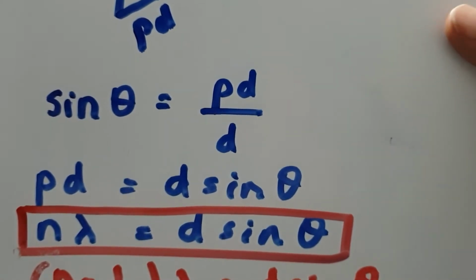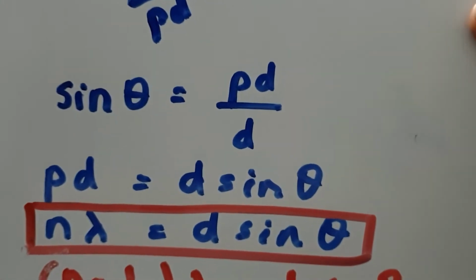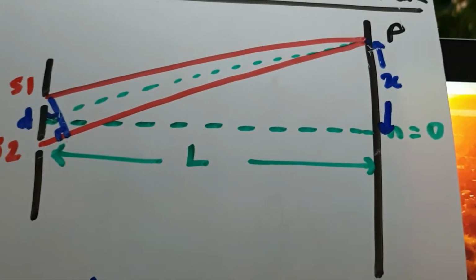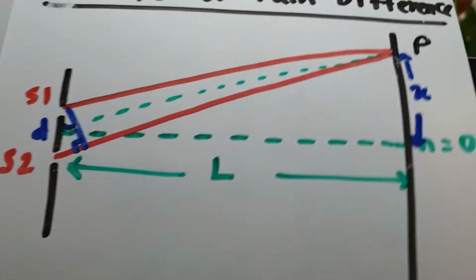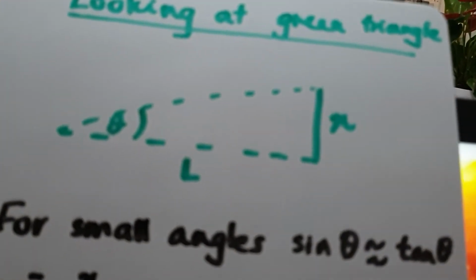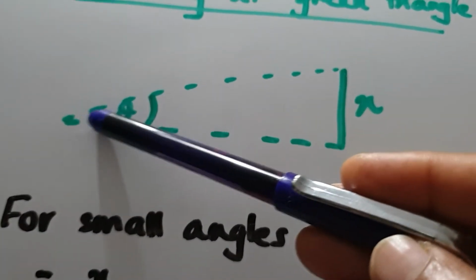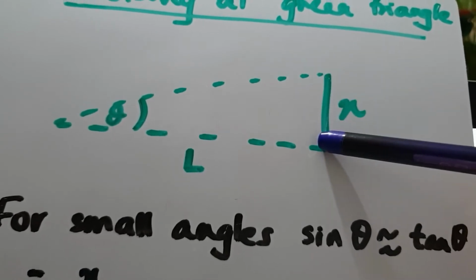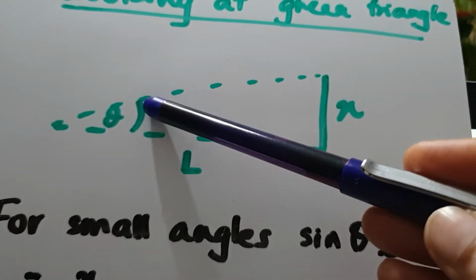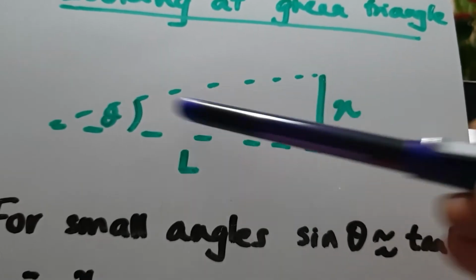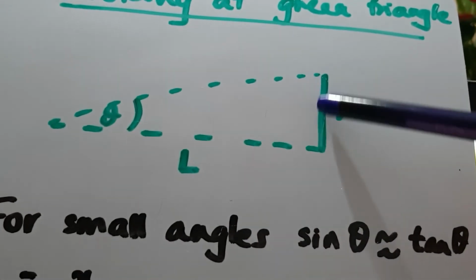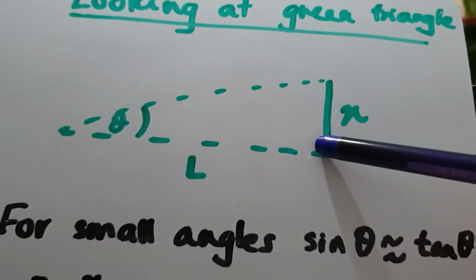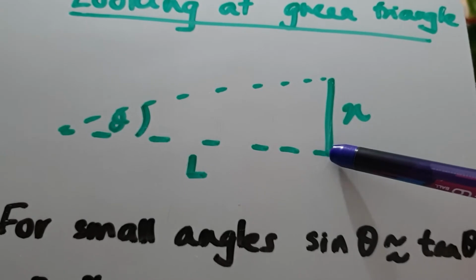But there is also one more formula, which you can use for two slits. What I've drawn on the next page is just the green triangle. So just look at the green triangle. This is when L is very large compared to x. Your sine theta is actually opposite over hypotenuse. But if x is really small and L is very large, your sine theta becomes nearly equal to tan theta.